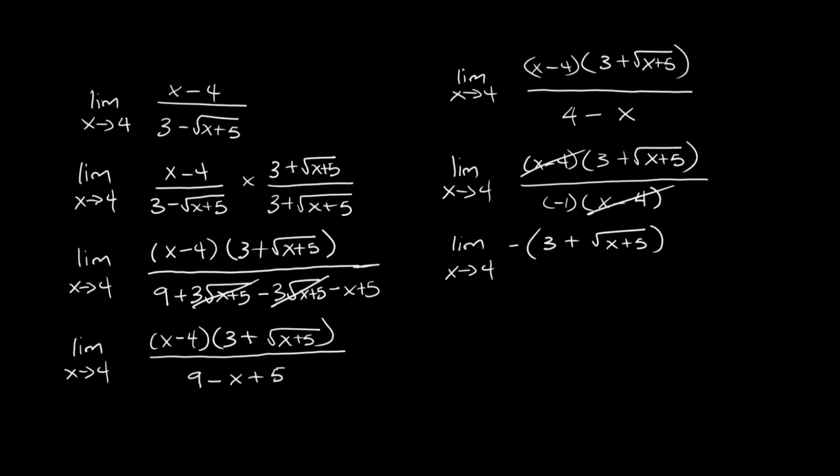And now we can go ahead and plug the number 4 in for x. So this would become negative 3 minus the root of 4 plus 5, which should be equal to negative 3 minus 3, and our final answer should be negative 6. So that will be your answer for this problem.